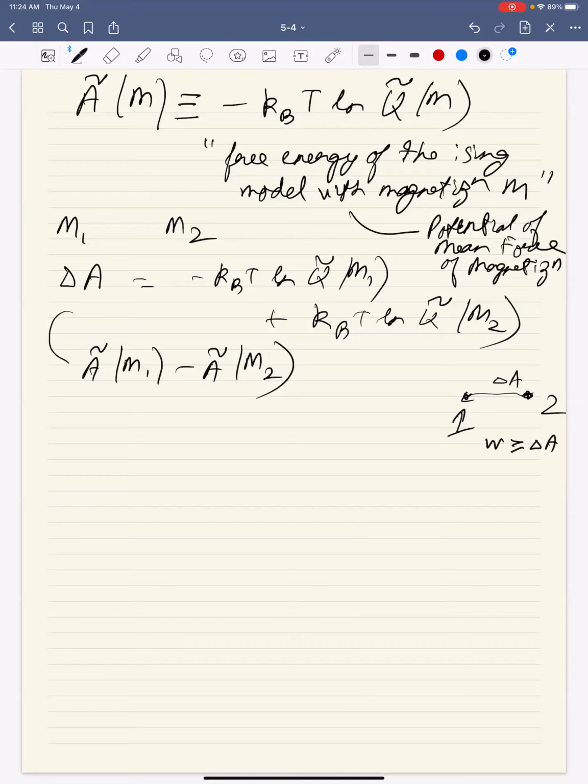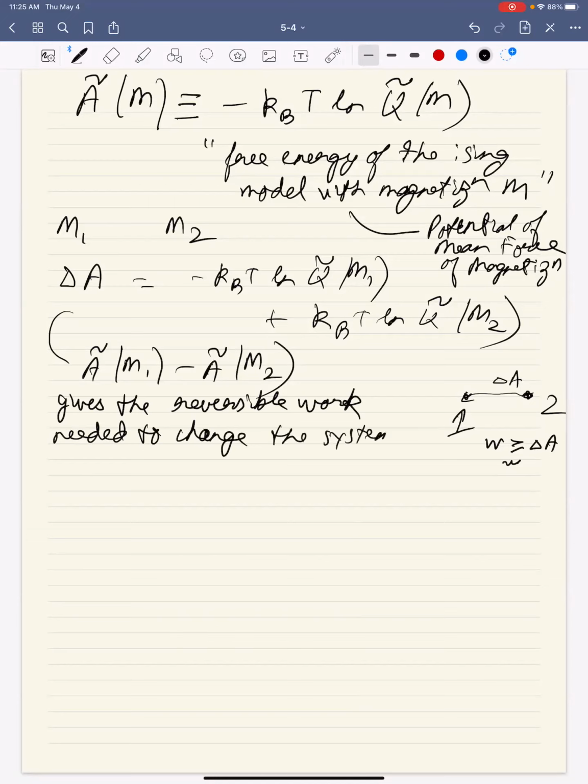So delta A is A tilde M1 minus A tilde M2. And when are these two equal? When is the work done equal to delta A? Reversible, right? Now, this gives the reversible work needed to change the system from magnetization M1 to M2.